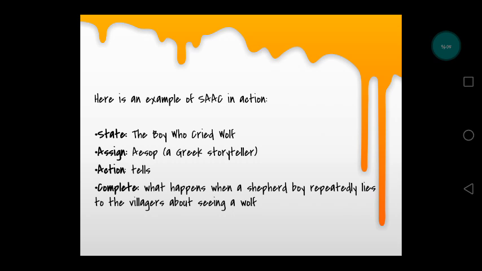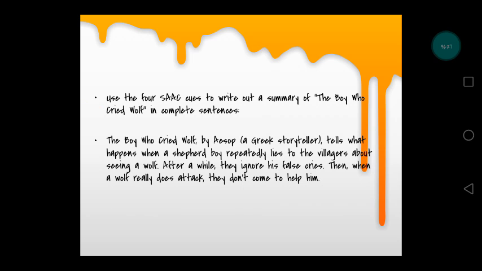So, the important details in the story is what happened when a shepherd boy repeatedly lies to the villagers about seeing a wolf. Okay, so that's it. So use the SAAC to write a summary of The Boy Who Cried Wolf in complete sentences. So The Boy Who Cried Wolf by Aesop, a Greek storyteller, tells what happens when a shepherd boy repeatedly lies to the villagers about seeing a wolf.